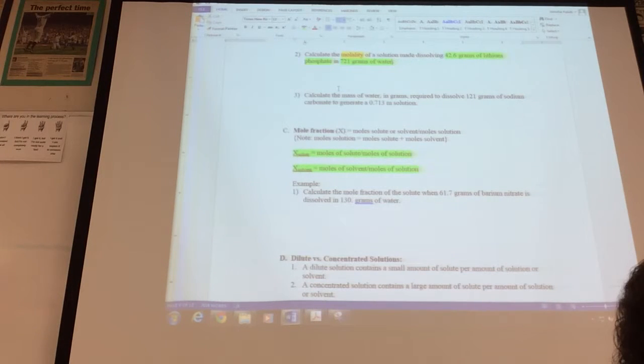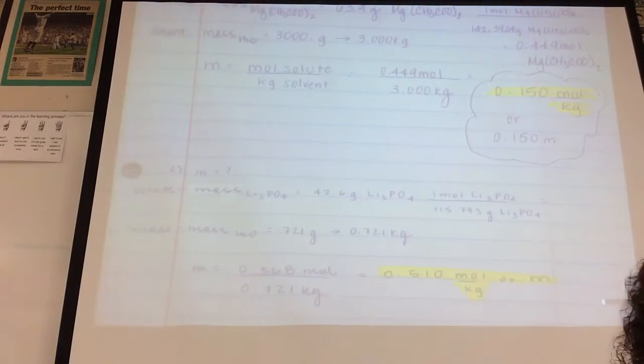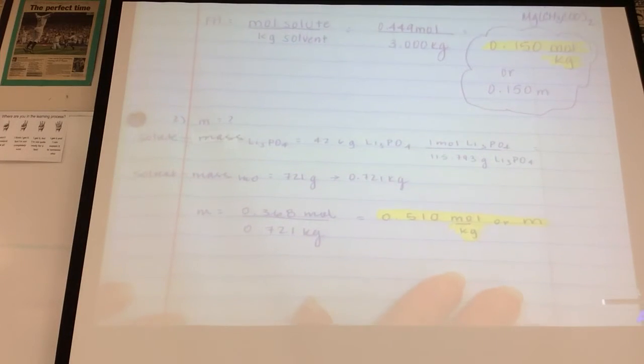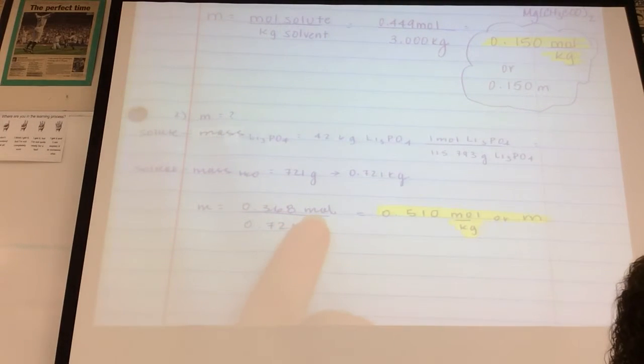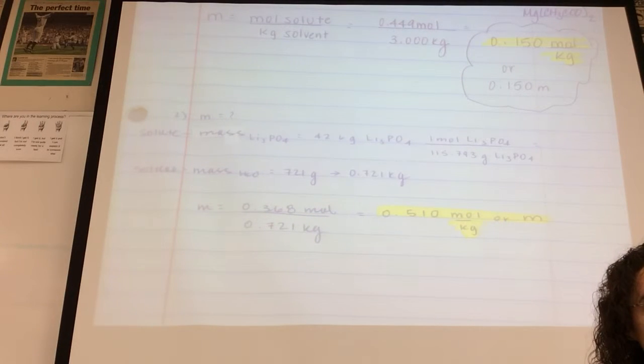How do you go from grams to grams, okay. No, you don't need this. Guys, let's look at number 2. On number 2, you got moles, right? And you divide by kilograms. Remember, molality is moles of solute per kilogram of solvent.